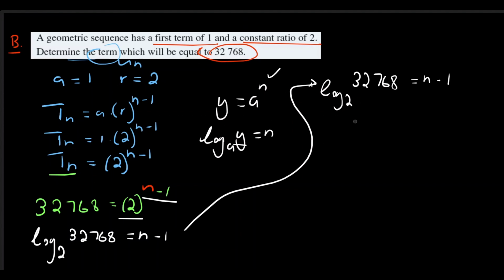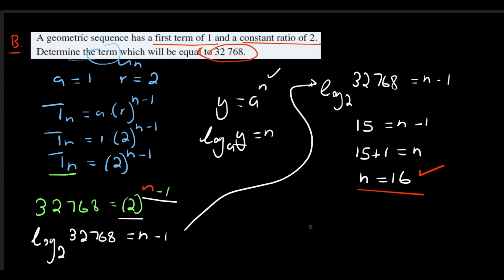And we get that the log of 32,768 to base 2 is 15, which is equal to n minus 1. We take the 1 to the other side of the equation, and we get that n is equal to 16. So in that regard, we have calculated that it's the 16th term, which is equal to 32,768.